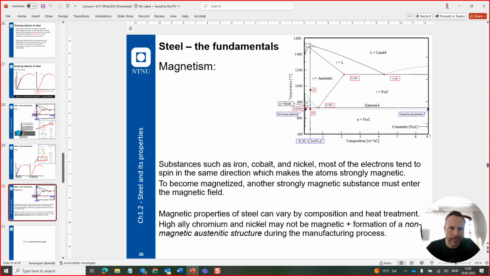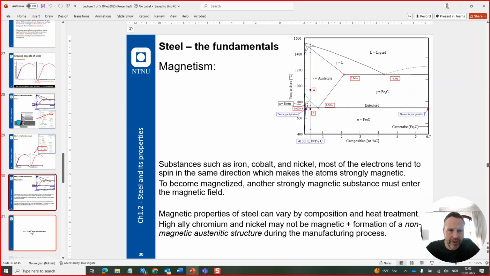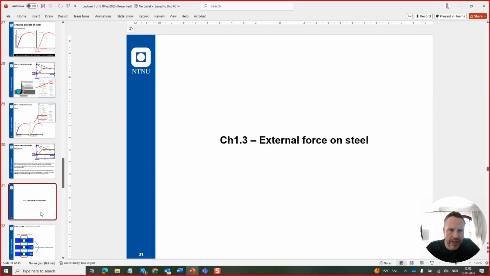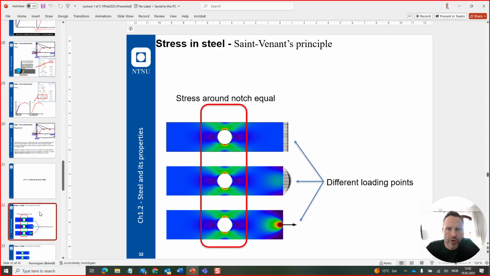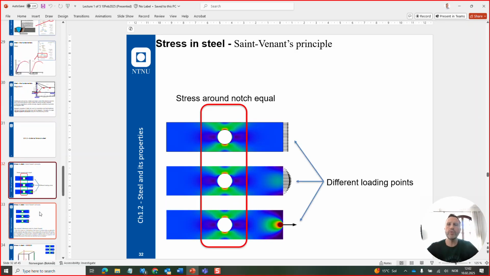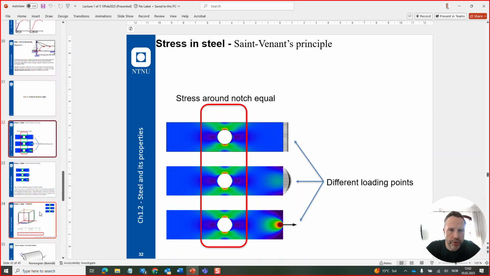Next time we will talk about external forces, how they act on steel. You would think it's a vector, but it is not. It's a 9-component stress tensor. We will talk about that and principal stresses and so on and so forth.